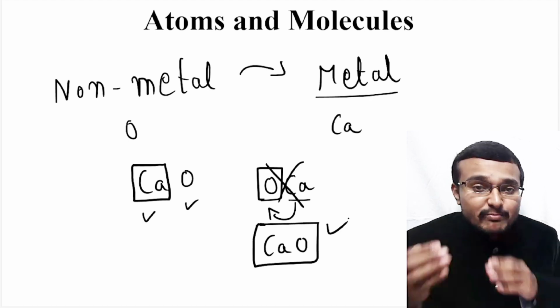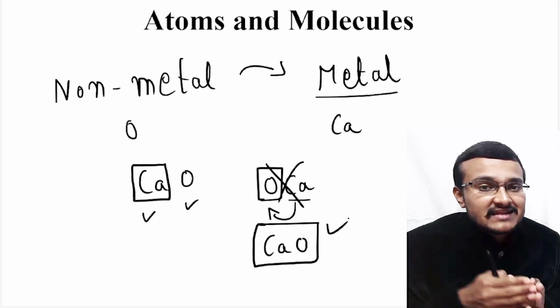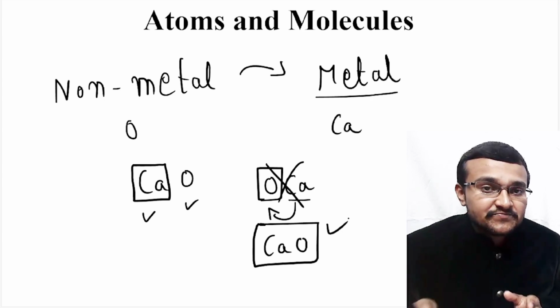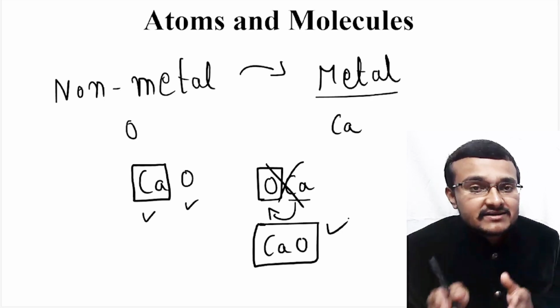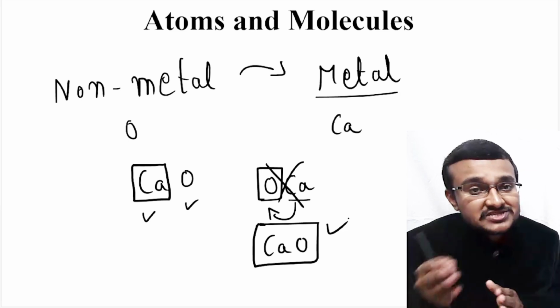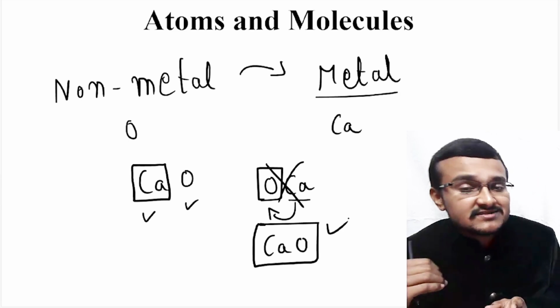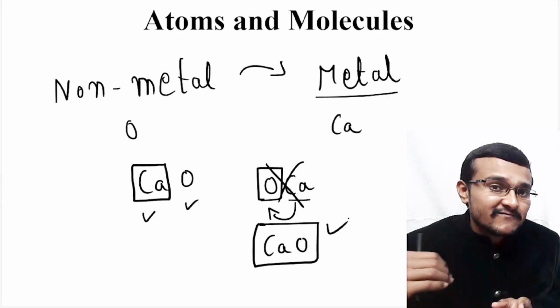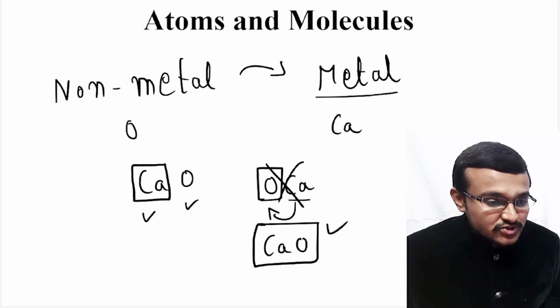So always you should write the metallic atom first and then the non-metallic atom. Here calcium is a metal and oxygen is a non-metal. So Ca is written first and oxygen is written second. That is CaO. This is one particular rule which you should actually remember.